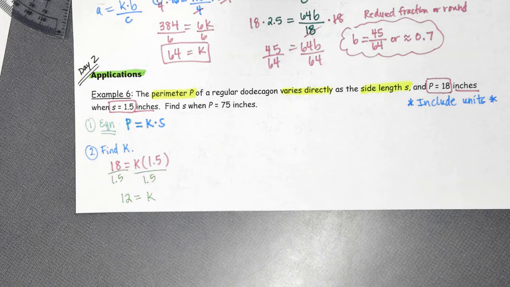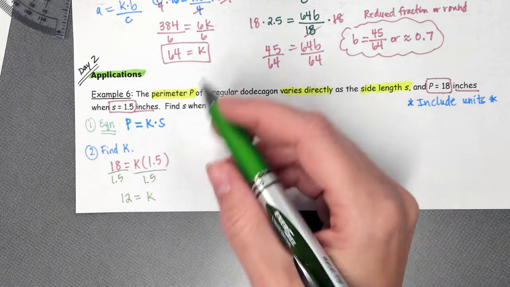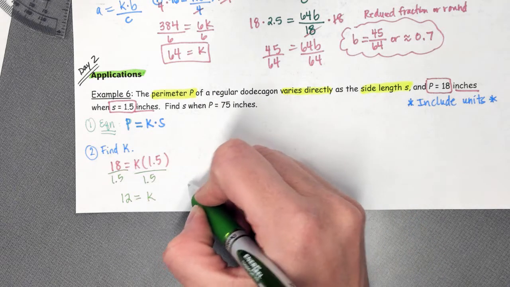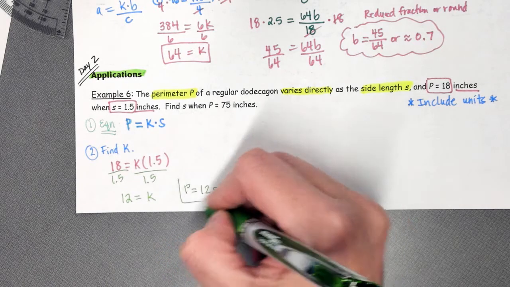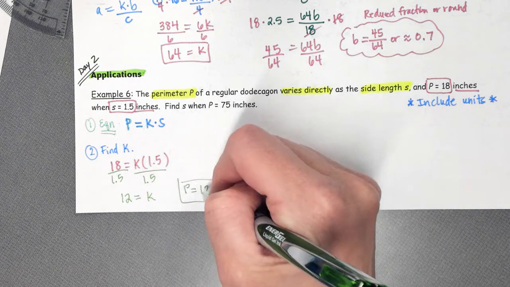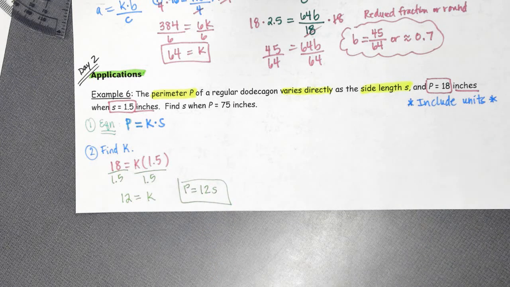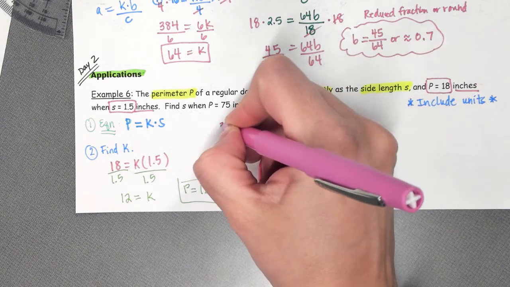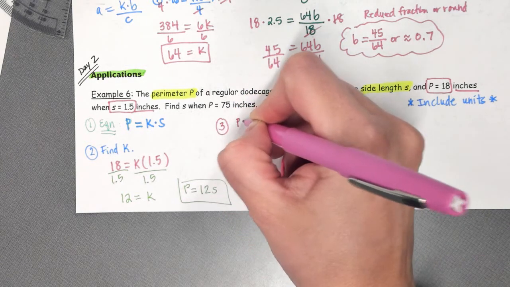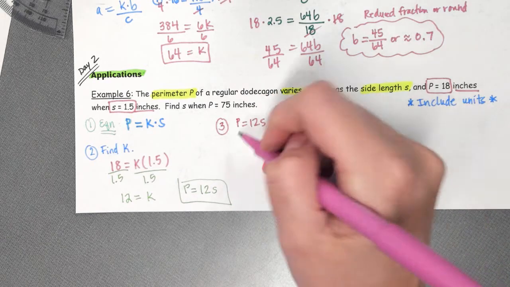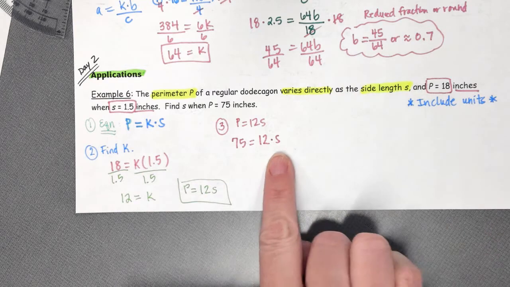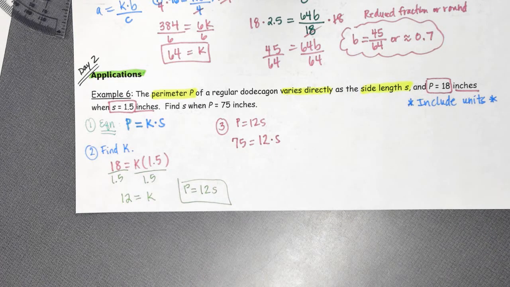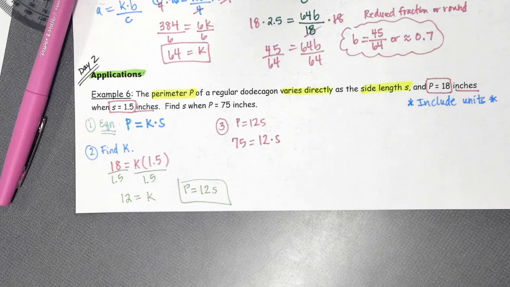Okay, and then once you find K, then you have your variation equation. That is something else that sometimes you'll be asked to find. Okay, so if they ask you to find the variation equation, this is it. P equals 12S. If they just ask you to find S when P is 75, then you can solve in step 3 by using this equation. Now, notice that you do have to make sure that you are solving for the proper variable. So if you're finding S, you're going to have to divide both sides by 12.